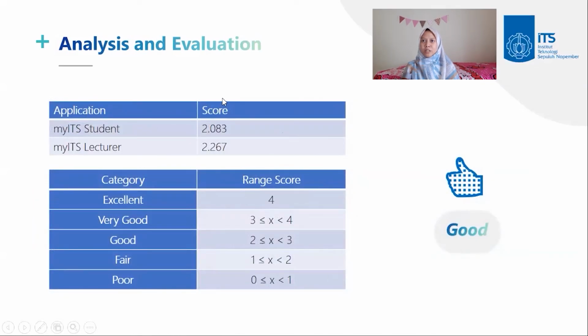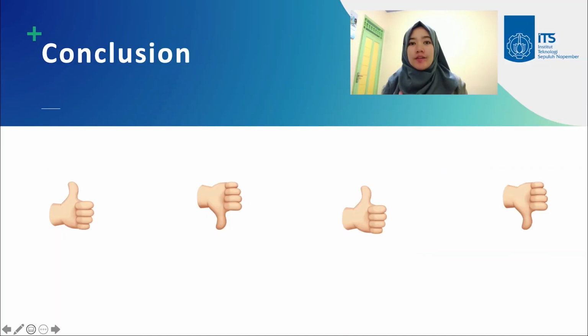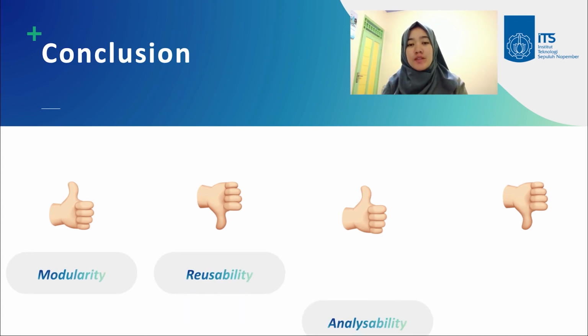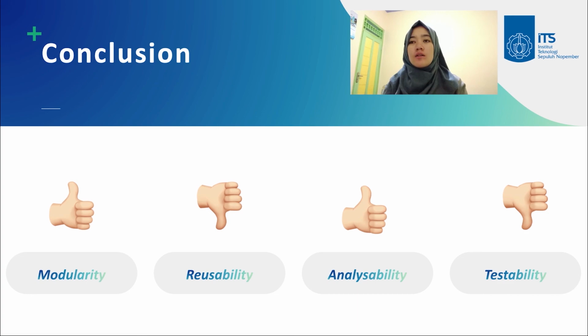To get the quality of both applications, we categorize the range of scores. Based on that, both applications have good quality. After performing calculation with this method, we can conclude that the FRS module in the myITS application has good maintainability, but needs to improve the sub-quality of reusability and testability, especially in accordance with the coding rule point for myITS student and the autonomous testability point for the two projects, myITS student and myITS lecturer.